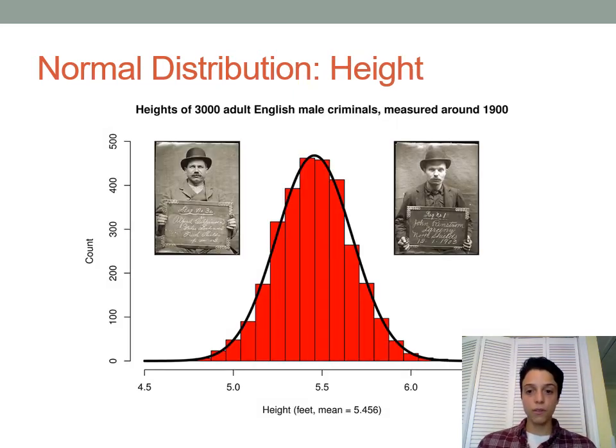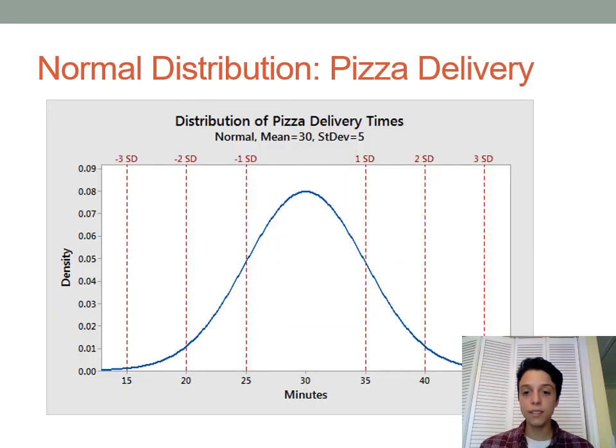Height is another natural variable that takes on the same distribution. I pulled all these pictures off the internet, so here we have the height of English male criminals measured around 1900. What you can see is that the most common height was around 5.5 feet, so the greatest probability of picking a criminal with a particular height would be around 5.5 feet, and then it's much less likely that you're going to have a really short criminal. It's much less likely that you're going to have a really tall criminal. So all these probability distributions show the same thing. There's a central value that's the most likely, and then the farther away you get from that central value, the less likely it becomes.